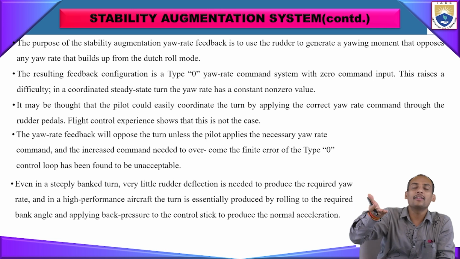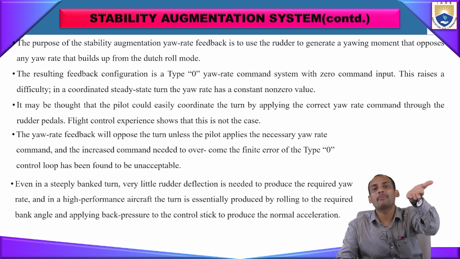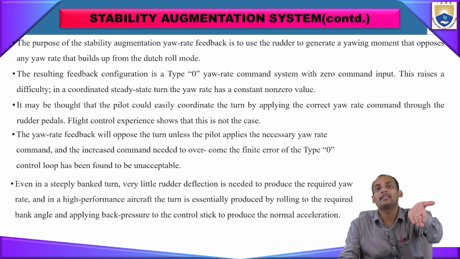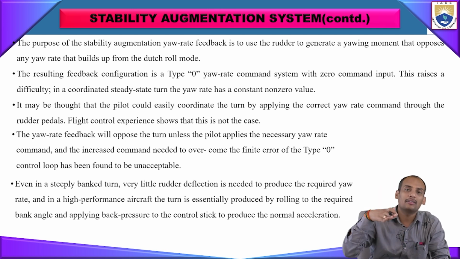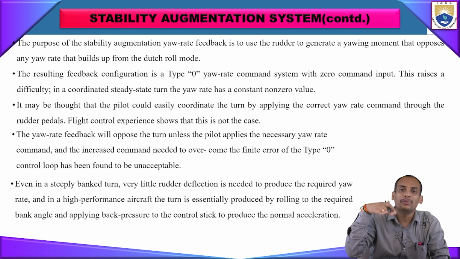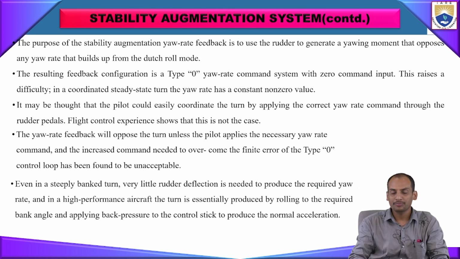So at that time, while taking the turn, the back pressure on the control stick is also being operated so that enough acceleration is there, because while taking the turn, the back acceleration is also required. Due to that acceleration only, it will take the turn easily.